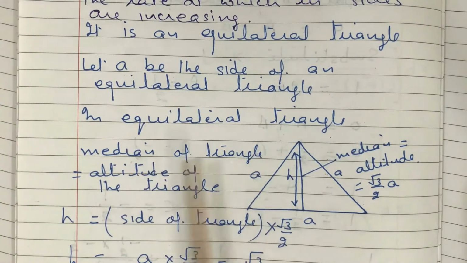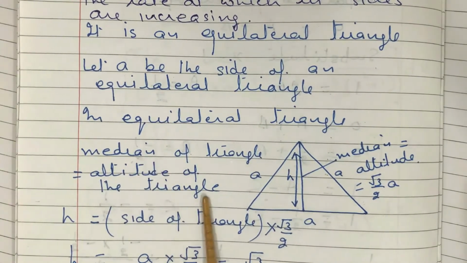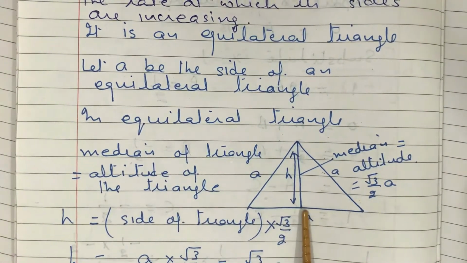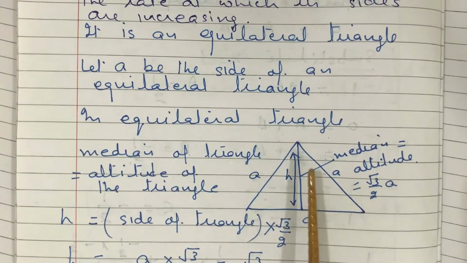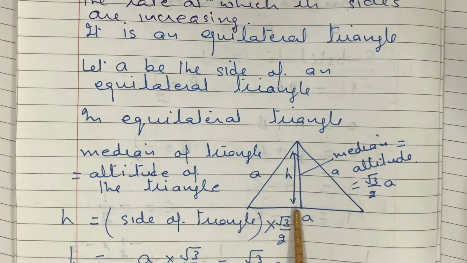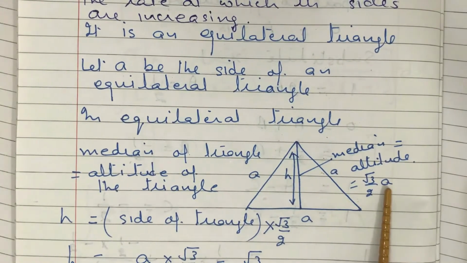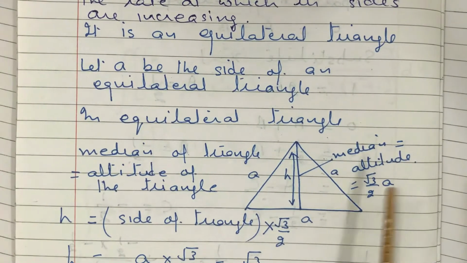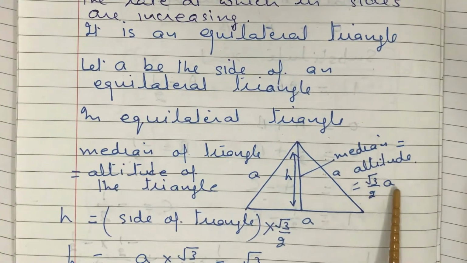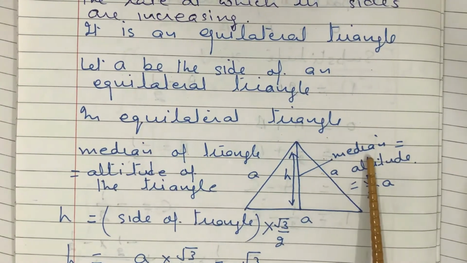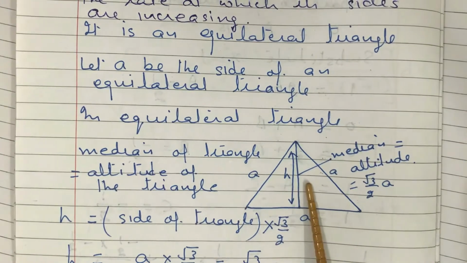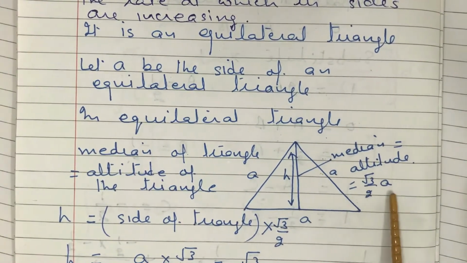Median of the triangle is equal to altitude of the triangle. Now this is the median of the triangle. Since it is an equilateral triangle, this is the altitude of the triangle, and this is equal to root 3 by 2 times the side of the triangle, which is A. So median is equal to altitude is equal to height is equal to root 3 by 2A.